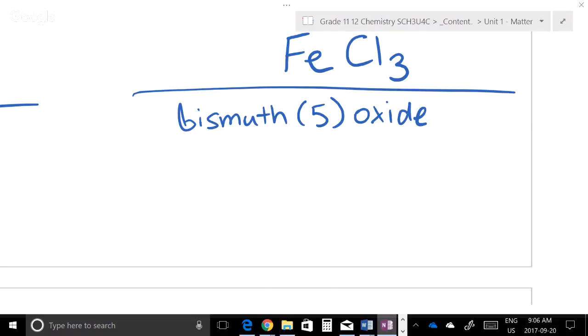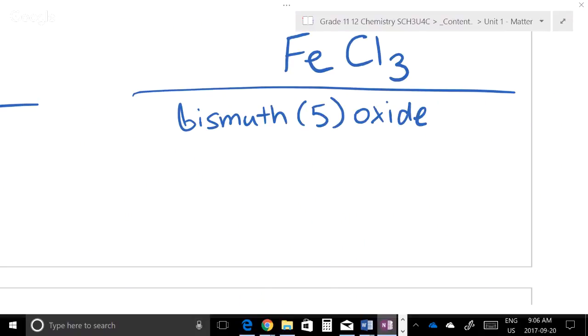And then you can always quickly check it in your head. 2 bismuth, if I had 2 of these, what would the charge be? 5 each, so 10. And if I had 5 of these, what would the charge be? -10. Right, so that's what we put there. 5 times 2 is? 10. Good. And now do they match? Yeah. Does that make sense?